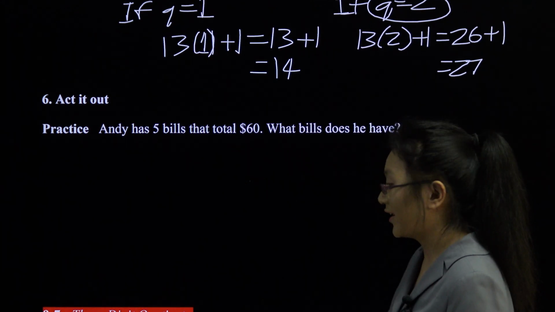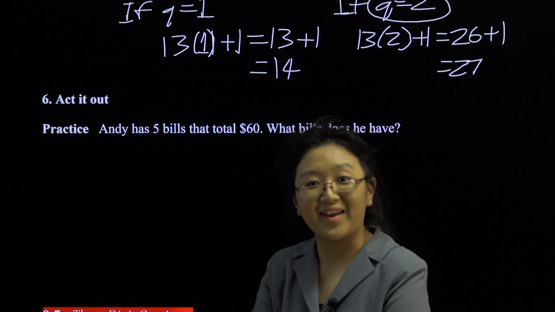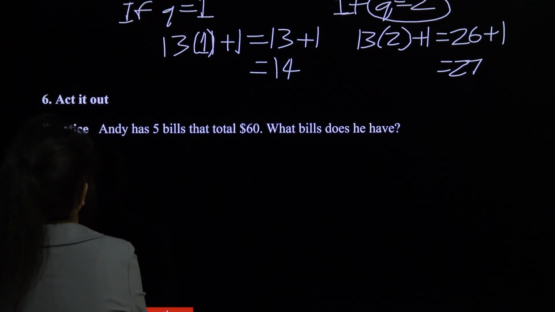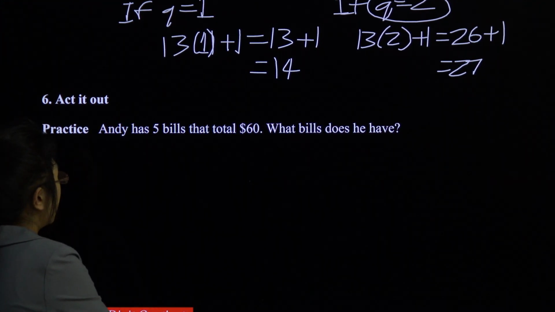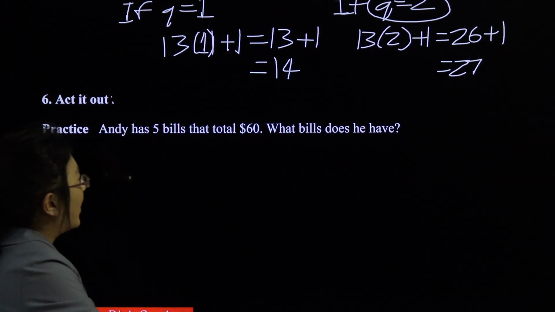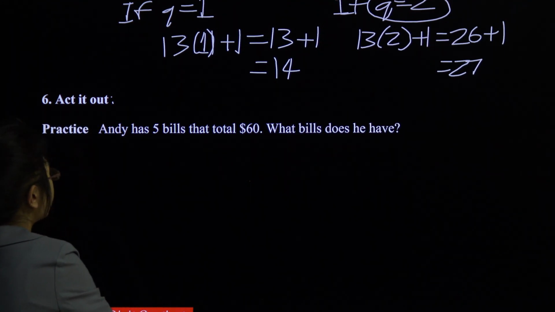Now the last one, acting it out, the one that I absolutely hate. Because why? You're not going to be able to do it on a test. And, well, math classes have a lot of tests. And university and college have exams too. Andy has 5 bills that total $60. What bills does he have?